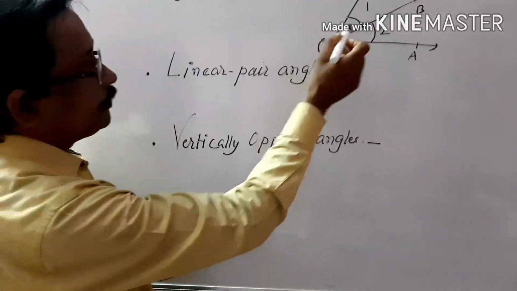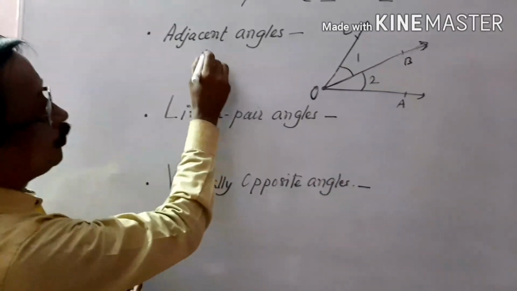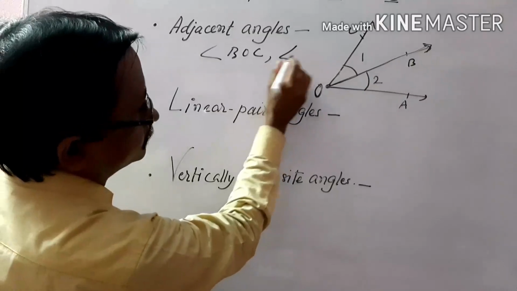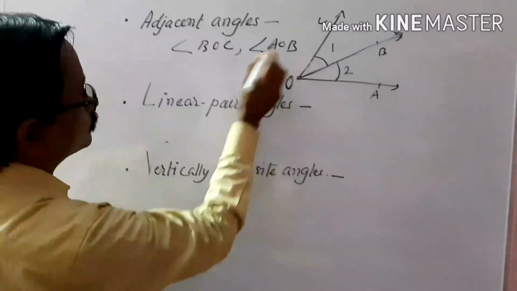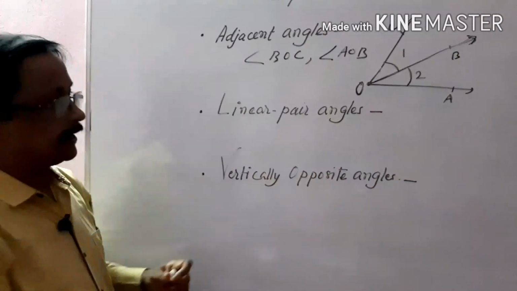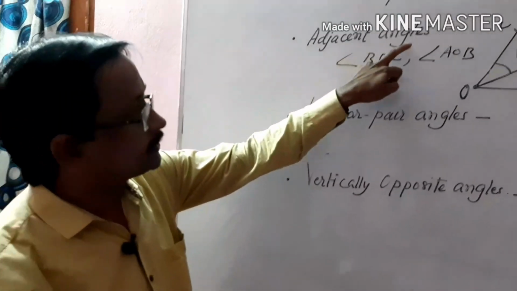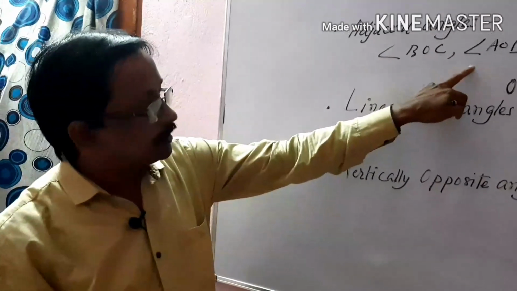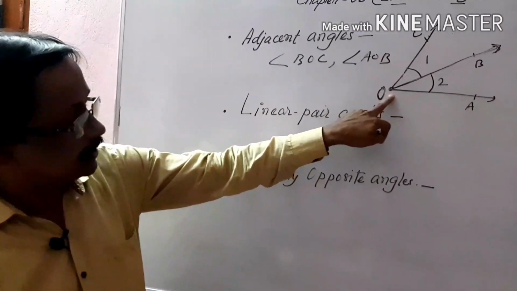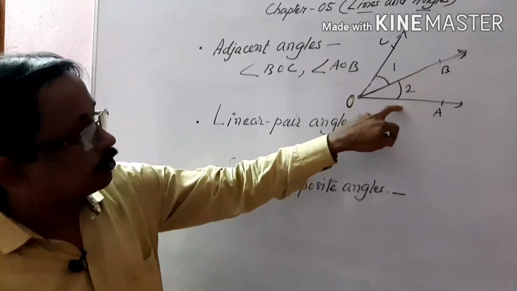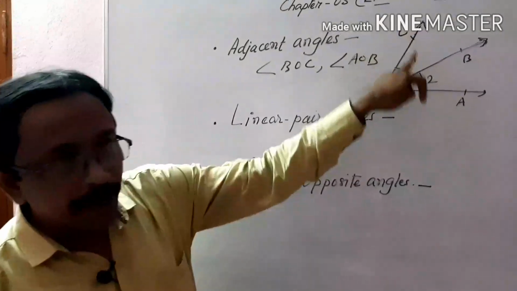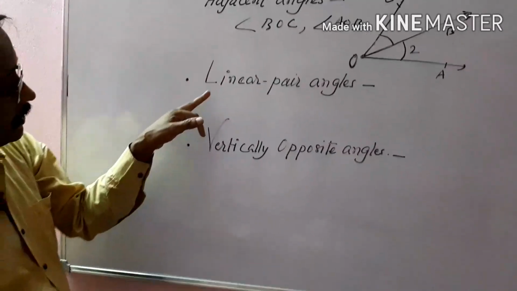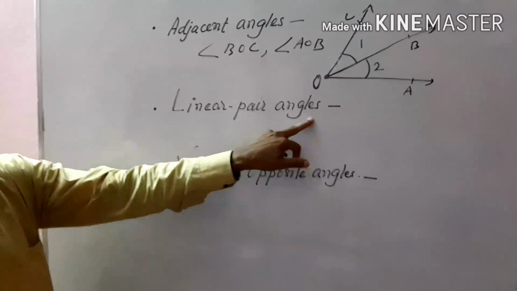Okay. So how do you write the adjacent angles? One angle we can write as BOC, another angle is AOB. So these two angles are adjacent angles. I think it is clear what we mean by adjacent angles. So how do you define this one? Adjacent angles mean having one common vertex and one common arm, and the non-common arms lie either side of the common arm.